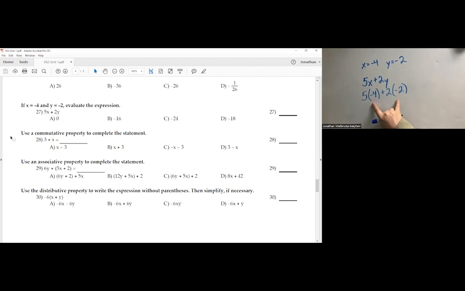The multiplications happen before the addition. 5 times negative 4 is negative 20. Plus 2 times negative 2 is negative 4. Negative 20 plus negative 4 gives us negative 24.